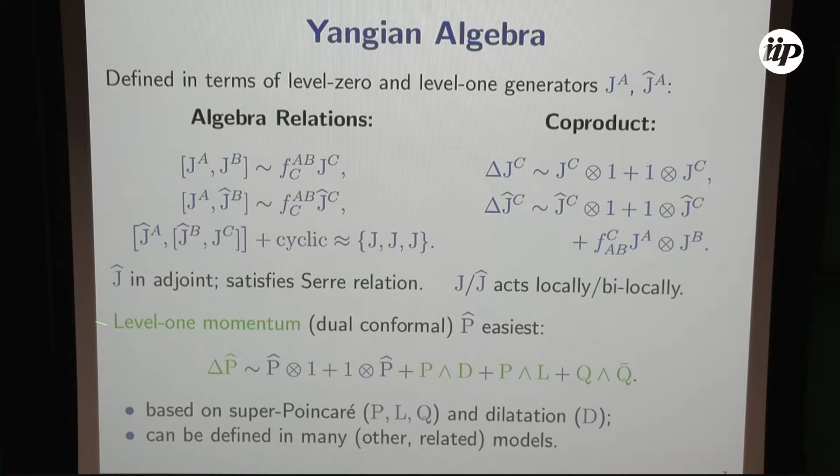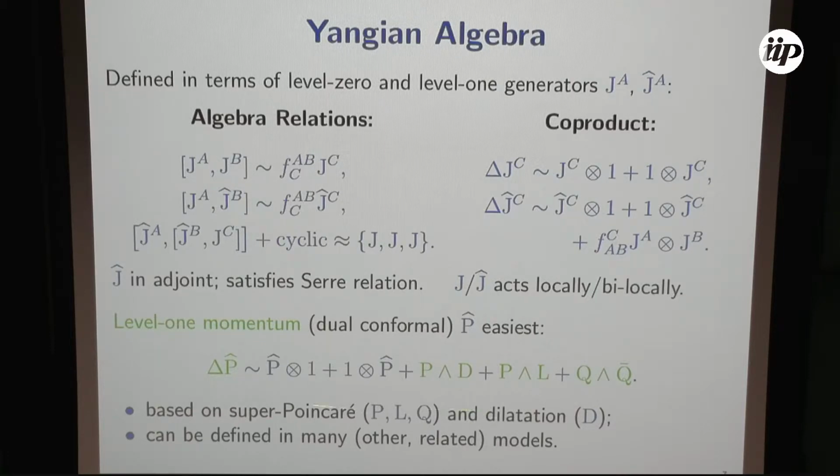For practical purposes, we typically just consider the level 0 generators which form this Lie algebra, and at least one level 1 generator, and there's a convenient one which is the level 1 momentum generator, P hat. P hat is nice because you can express the coproduct in terms of the super Poincaré generators, which are the momentum generator, the Lorentz rotation generator, and supersymmetries, and also the dilatation. And you don't actually need to touch the special conformal transformations, which always are a bit of a mess.